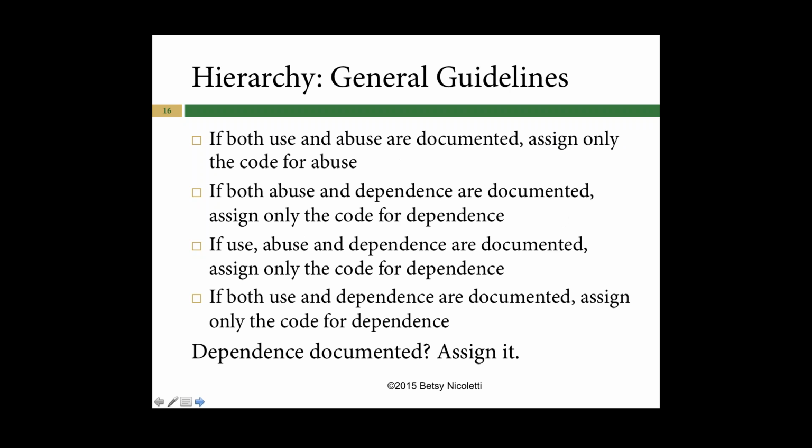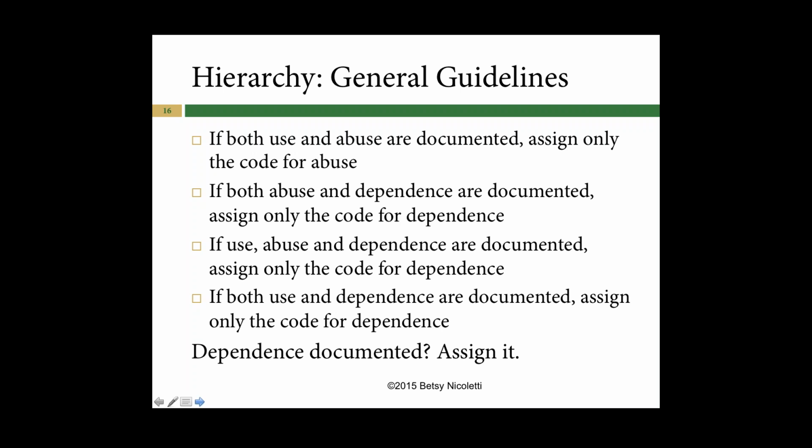If both use and abuse are documented, assign only abuse, because use is less serious than abuse. If abuse and dependence are documented, assign the code for dependence. So there's our hierarchy. Use is bad, abuse is worse, dependence is the worst. For use, abuse, and dependence, we assign only dependence. And if use and dependence are documented, we assign only dependence.